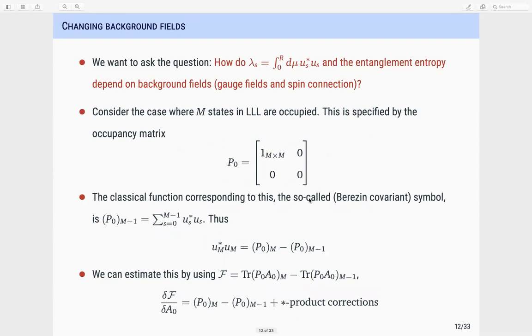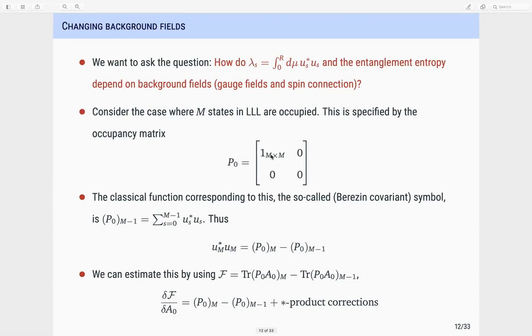So we look at the occupancy matrix. Now, when I look at large values of n, one way to analyze matrices or things related to matrix algebra is to look at the classical function corresponding to that. If I give a matrix, I can take the matrix elements, multiply by the one particle functions u and u star, and create a classical function. That classical function is the so-called symbol for the operator or the matrix. Strictly speaking, it's what's called a covariance symbol.